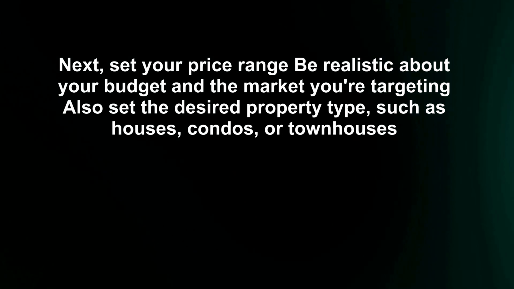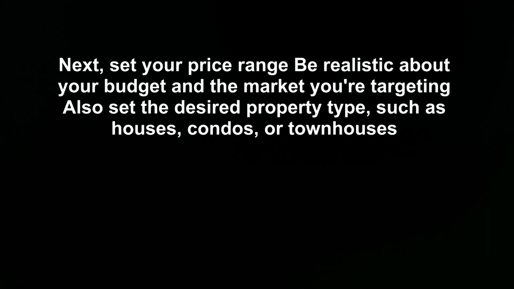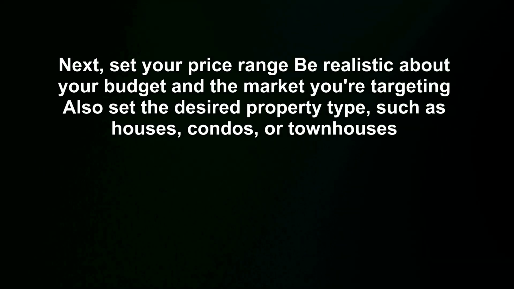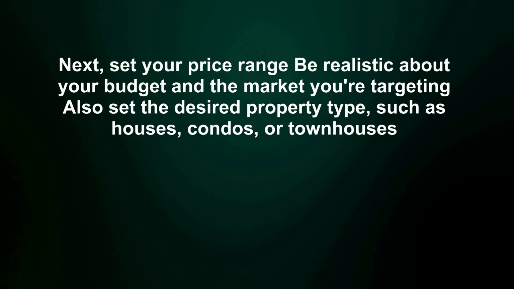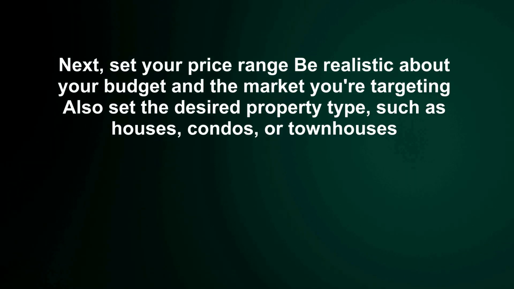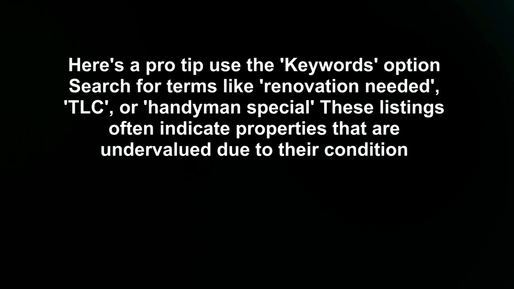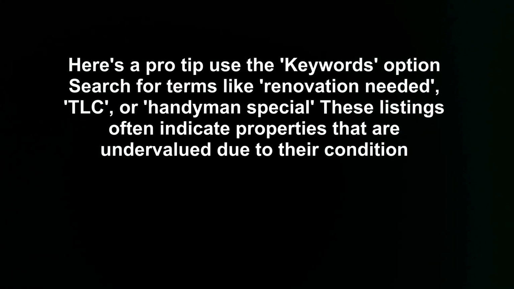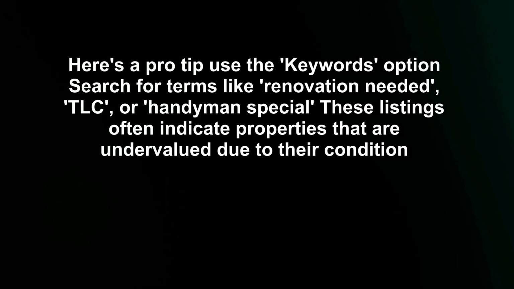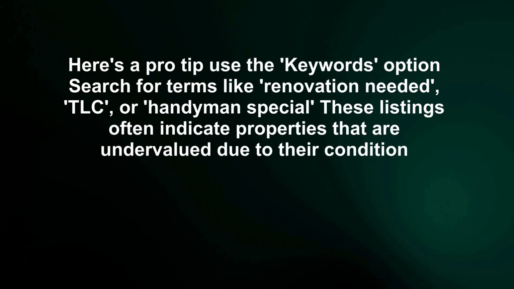Next, set your price range. Be realistic about your budget and the market you're targeting. Also set the desired property type, such as houses, condos, or townhouses. Here's a pro tip: use the keywords option to search for terms like renovation needed, TLC, or handyman special. These listings often indicate properties that are undervalued due to their condition.